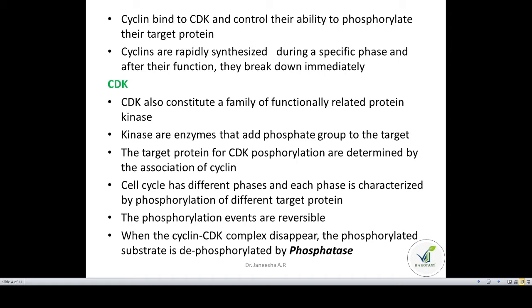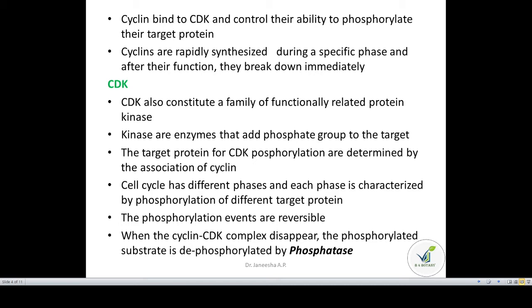Going to the CDK details, that is the cyclin dependent protein kinase. CDKs also constitute a family of functionally related protein kinases. We know kinases are enzymes that add a phosphate group to the target. The target proteins for CDK phosphorylation are determined by the association of cyclin. When the cyclin is attached to CDK, only then is that complex able to phosphorylate the target protein.